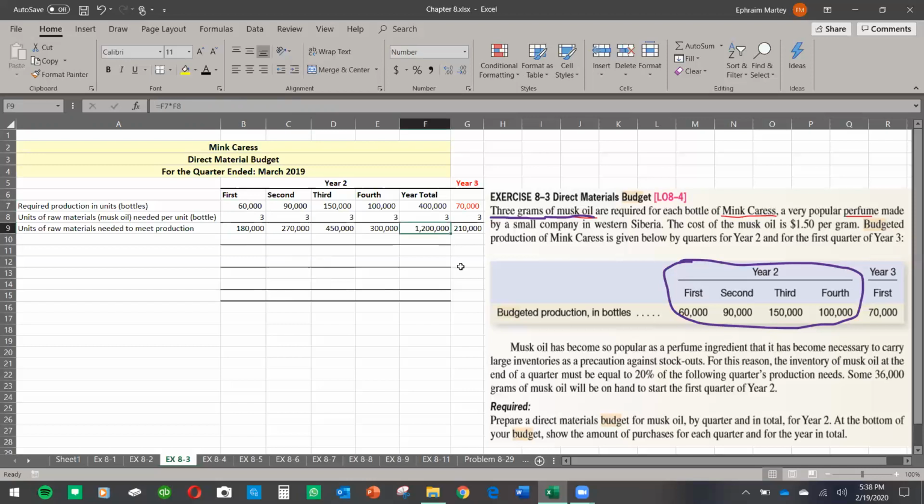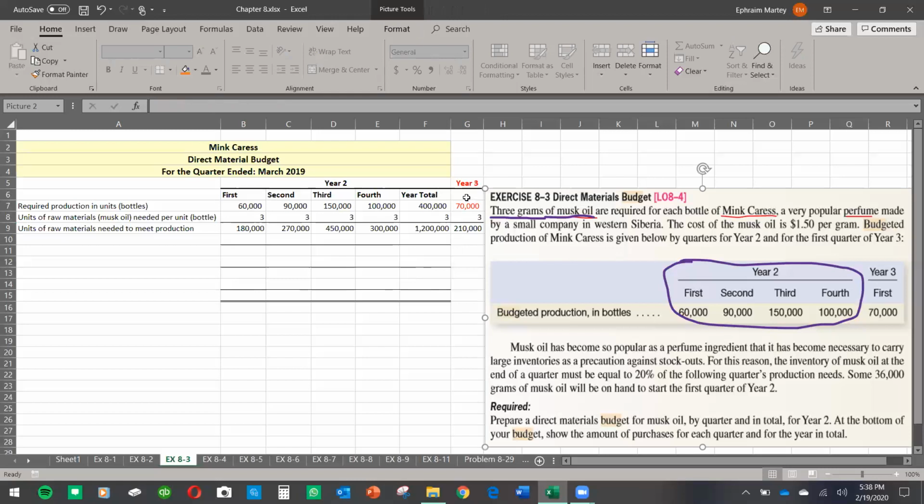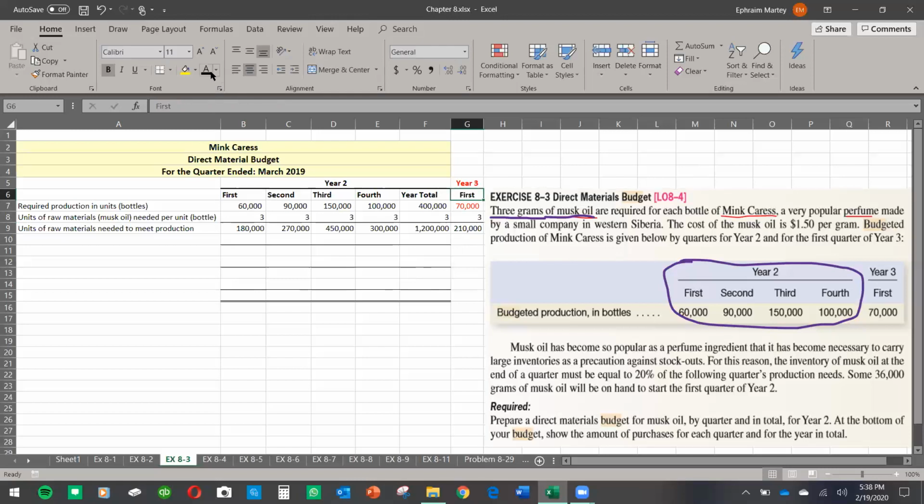And at the end of the year, we would have to purchase, or we will need 1,200,000 grams of mask oil to produce, and in the third year, the first quarter of the third year, that's what it is. So I will write here the first quarter. Okay, seems I have something already there. So yes, the first quarter of the third year is that.